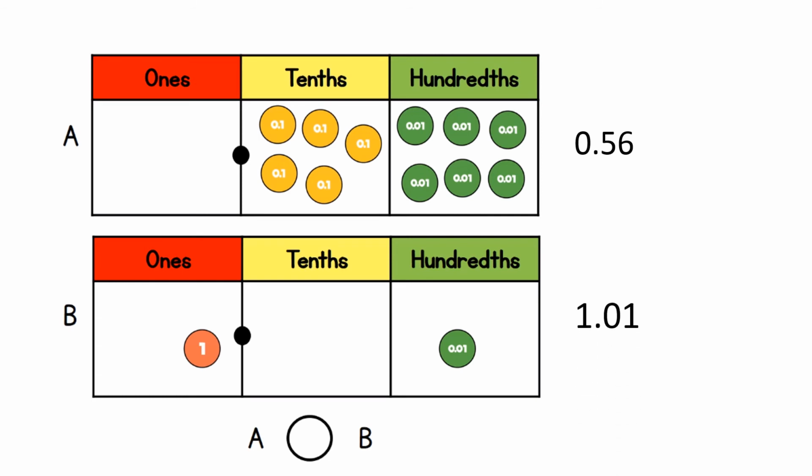So we don't have anything in the tenths column, so we would place 0 as a placeholder. So what symbol would we put? We would put that B is greater than A. And A is less than B.